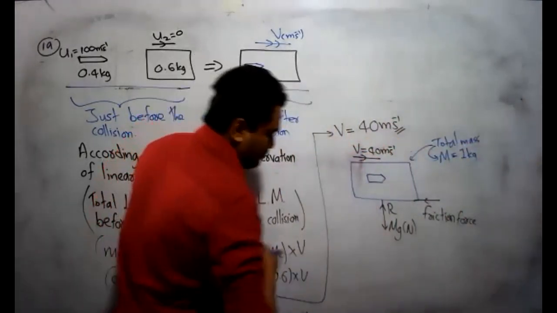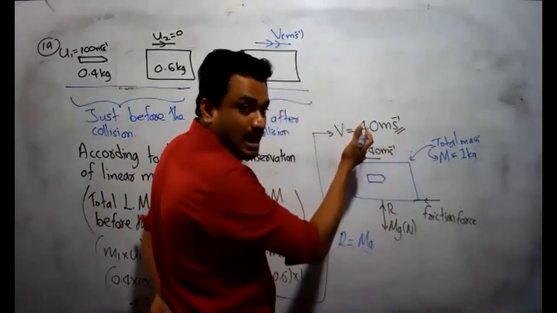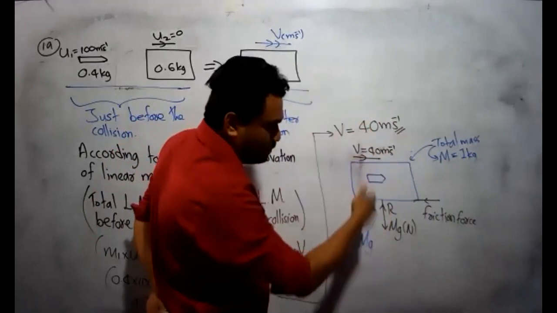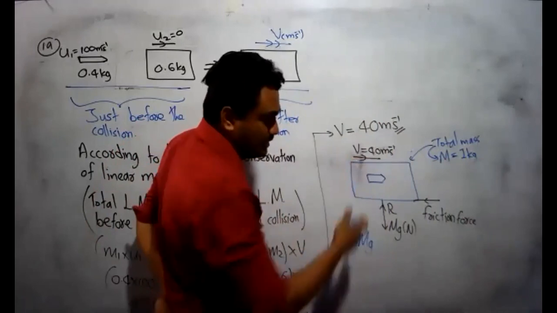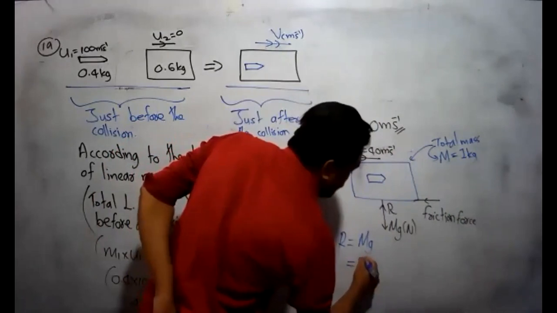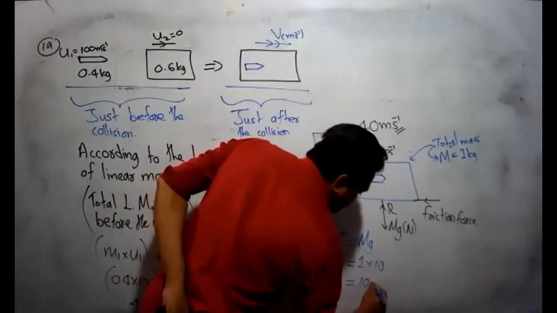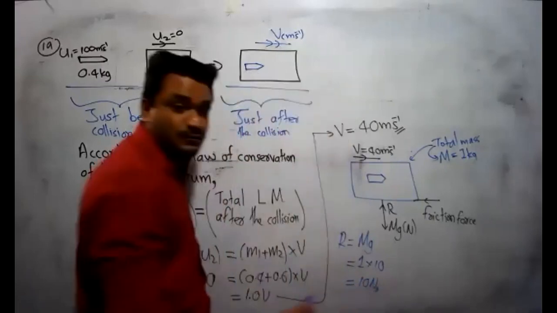So let's find R. We know that R is equal to mg because the object is not moving up, it's not moving down. Therefore, the upward force should be equal to the downward force. Then R and mg will be equal. Capital M is 1, g is 10. Therefore, R is 10 Newton. So we have found the normal reaction force.